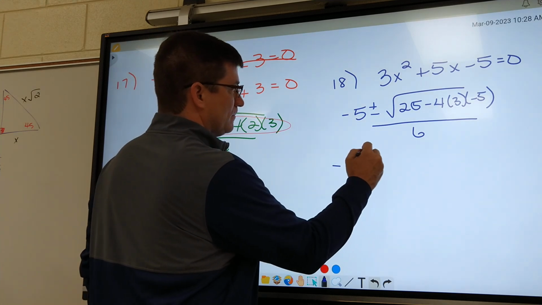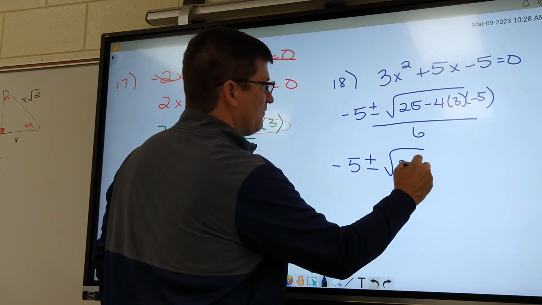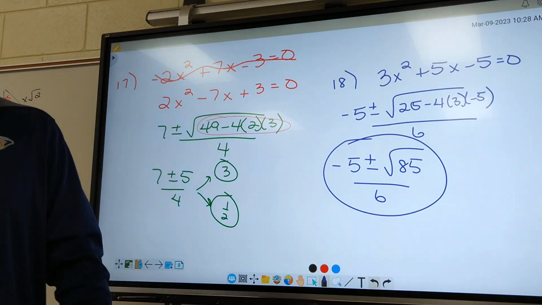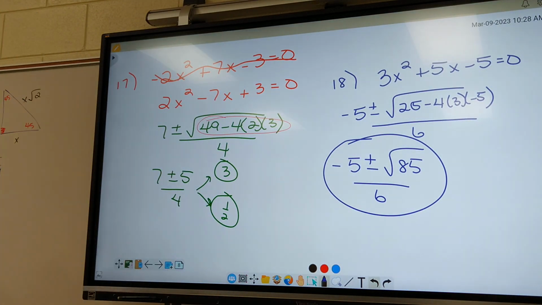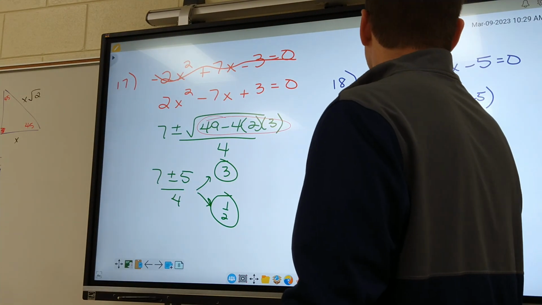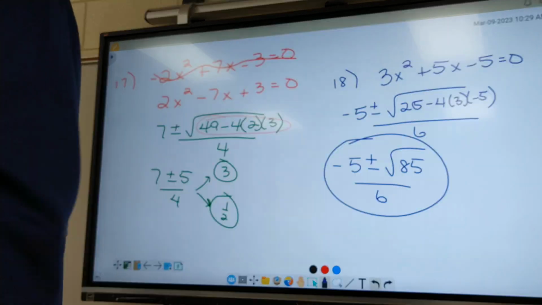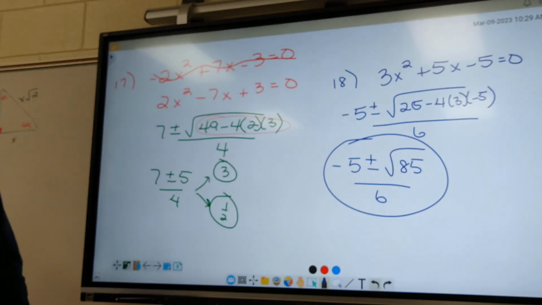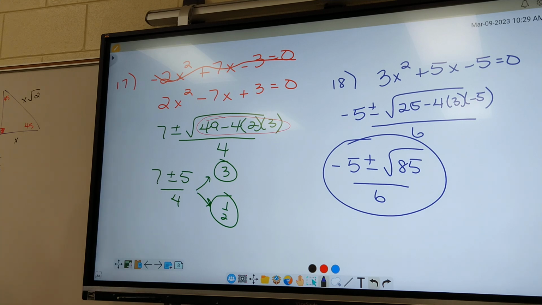I got 85. Okay, will 85 simplify in any way? Nope, then you're done. That's all you're doing now. Positive 5 here, put a -5 there. That's good. When I put it into the calculator, it gave me root 85 minus 5 over 6, and then you just put plus or minus?